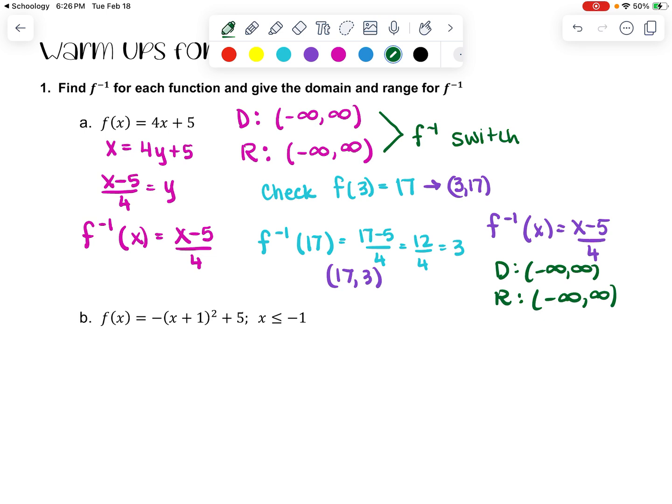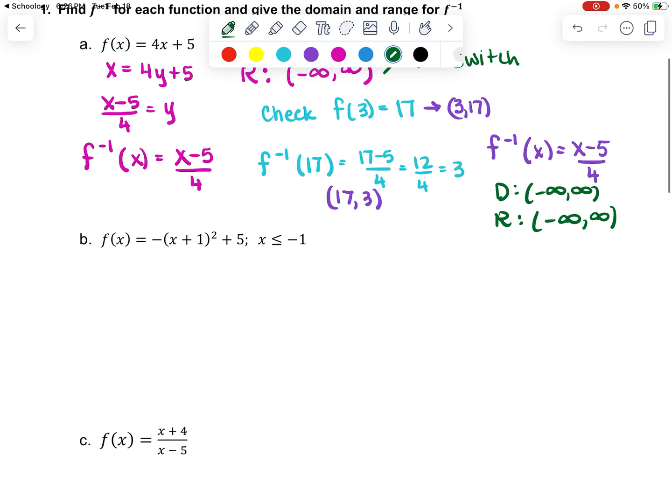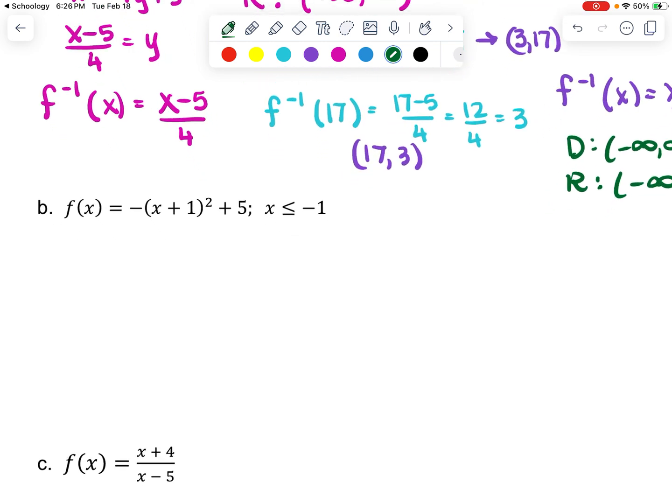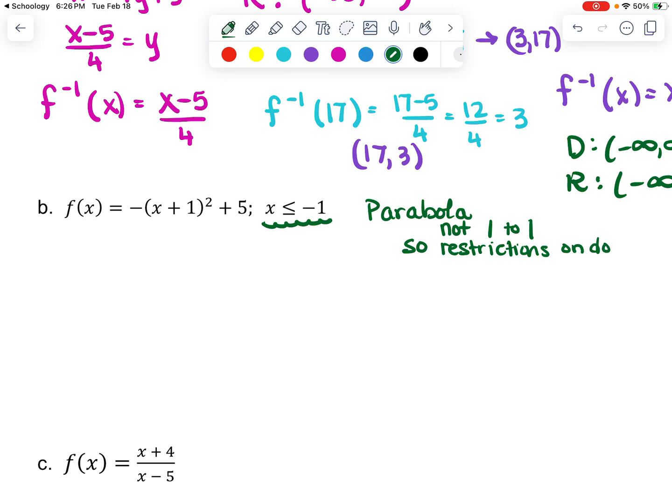Okay, so let's go to the second one right here. This second one is a parabola, and notice it's giving us a restriction. A parabola is not one-to-one, so as soon as you see a parabola for your original, it is not one-to-one, so there are restrictions on the domain.